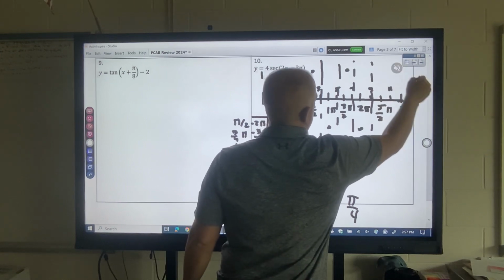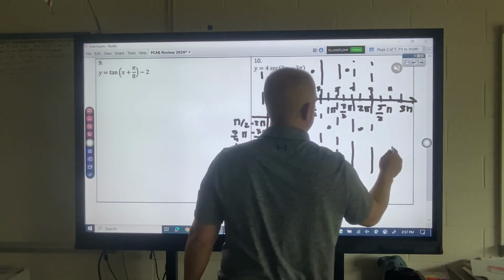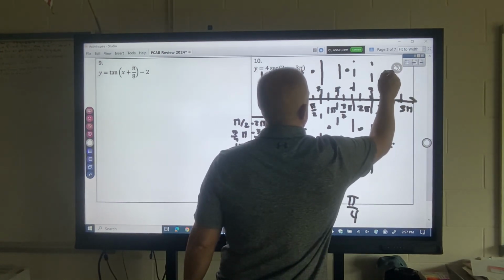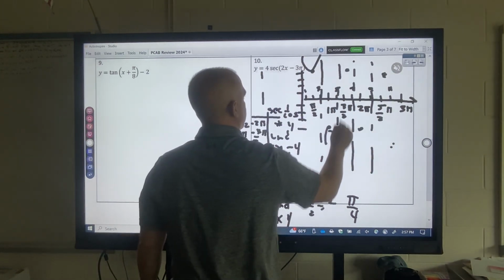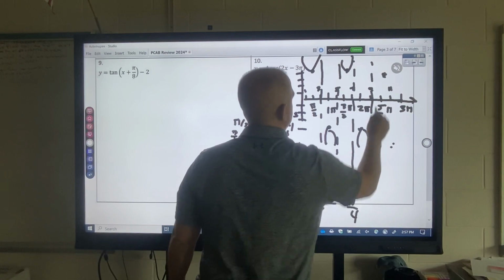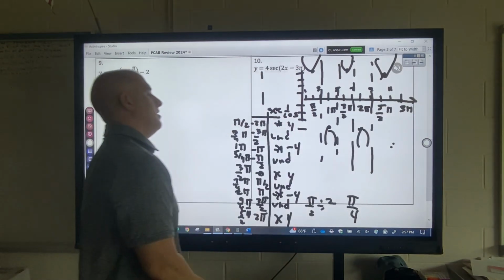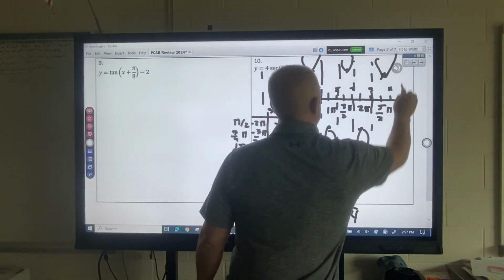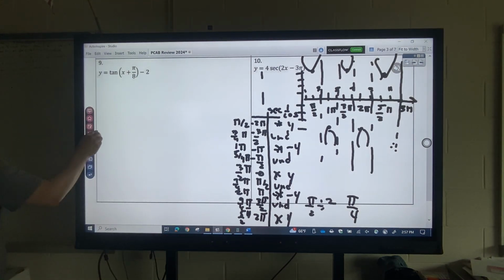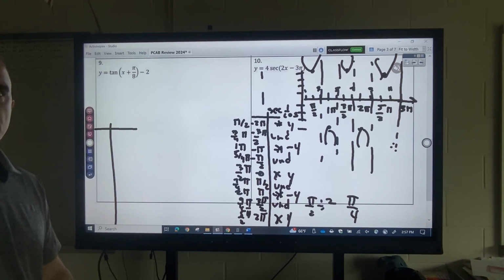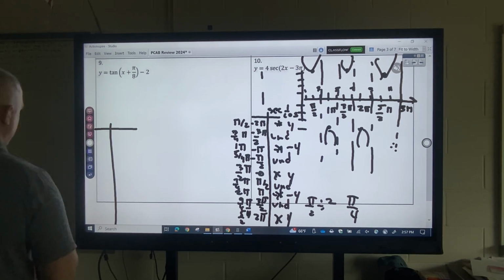All right, and then, hold on, I'll do that. Okay, so obviously this goes like this, this, this, this, and this. Okay, and you can make the extra asymptote out here. All right. Okay, for tangent. Okay, so go back and make sure you do that other one right.